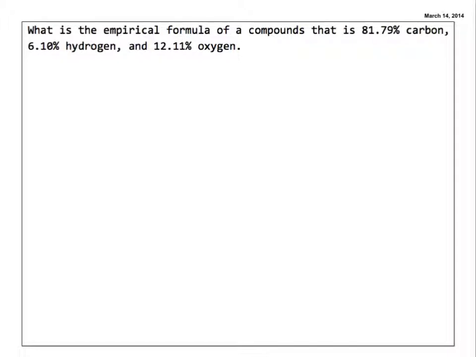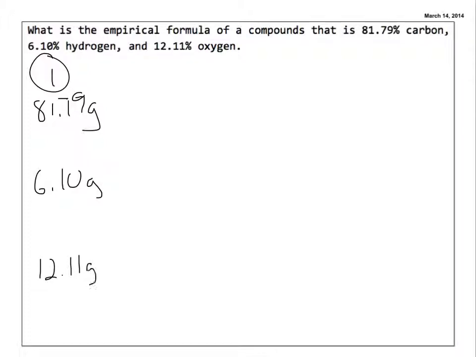Okay, another example. A compound that is 81.79% carbon, 6.1% hydrogen, and 12.11% oxygen. So again, step 1, just convert the percentages to grams. 81.79 grams of carbon, 6.10 grams of hydrogen, and 12.11 grams of oxygen. Step 2, convert those to moles.